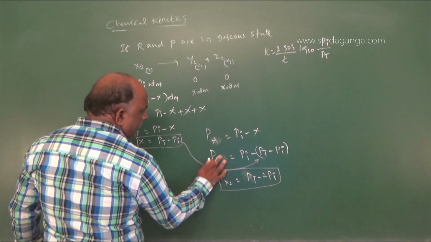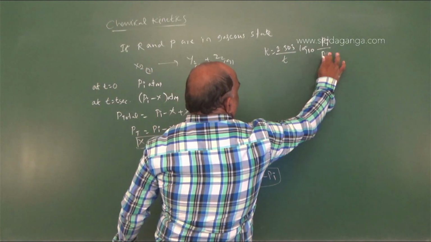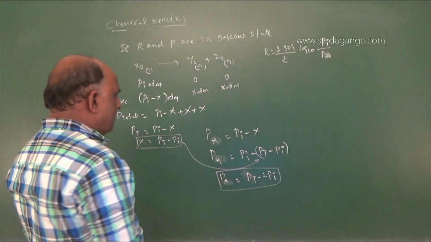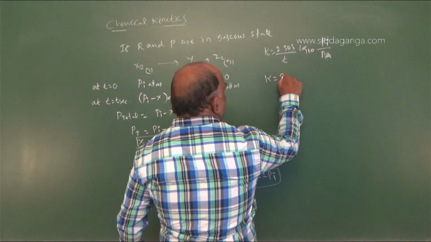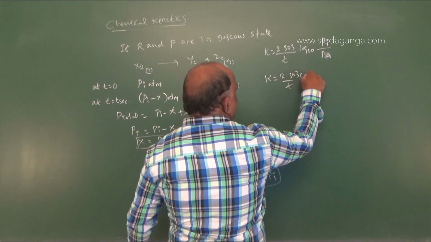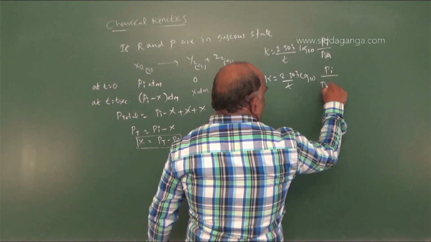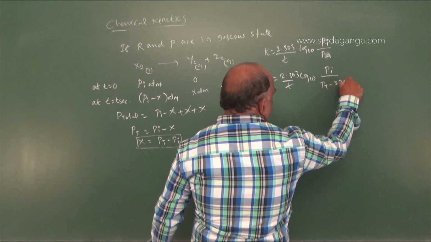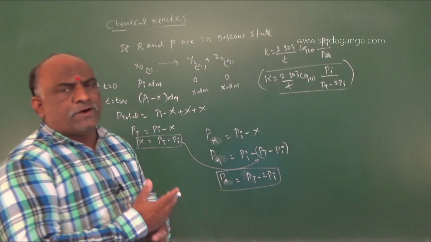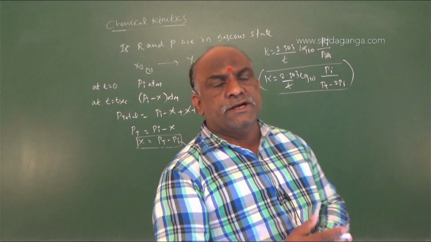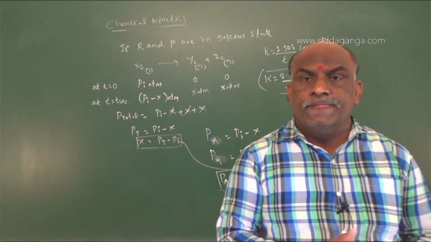Sorry, here we should go with PA, P total or PA, right? So we should write it like this: K is equal to 2.303 by t log base 10 Pi by PA, where PA is PT minus 2Pi. This is the formula to calculate the rate constant when reactants and products both are in gas state.